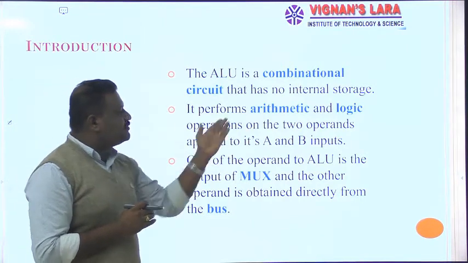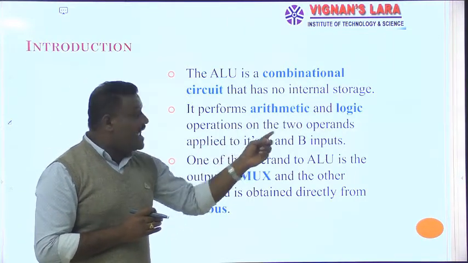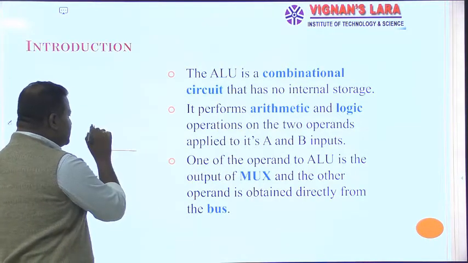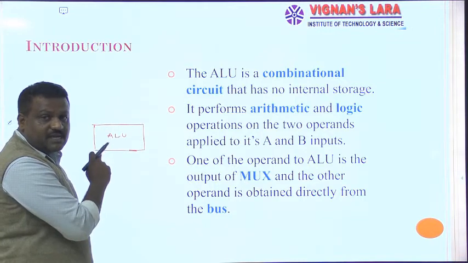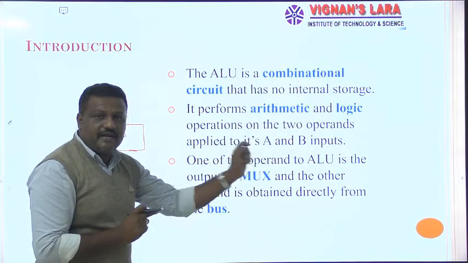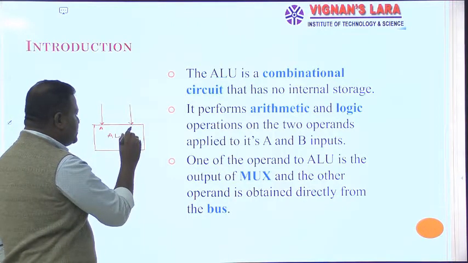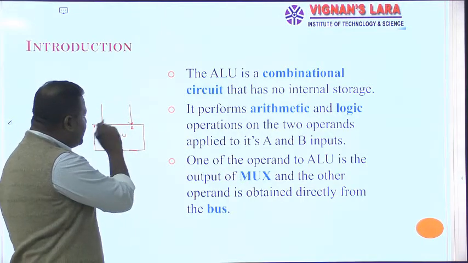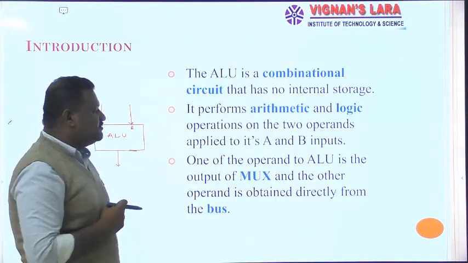Coming to the second point, it performs arithmetic and logical operations on the two operands applied to its A and B inputs. That means it is like this. Let you assume, friends, this is my ALU. This ALU can perform different arithmetic and logical operations. Assume that this is my A input and this is my B input. This ALU performs different arithmetic and logical operations on the A and B inputs and produces an output. So that is the meaning of this.